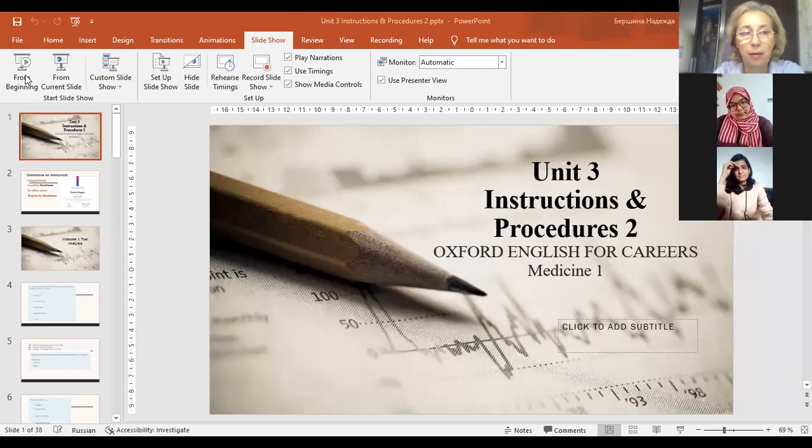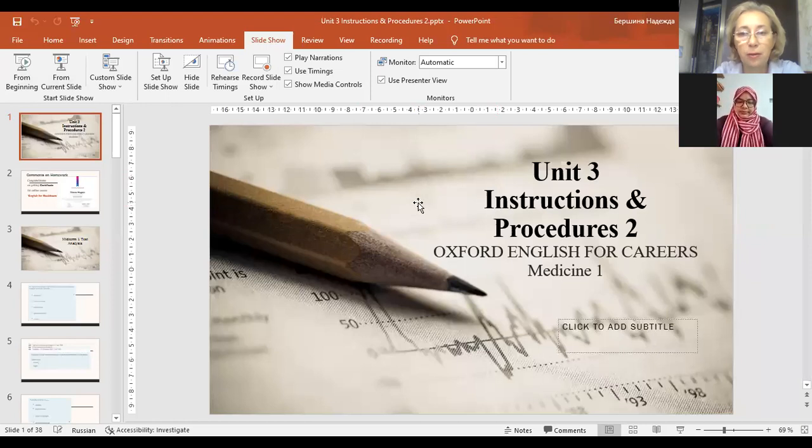So today we are going to discuss some issues connected with instructions and procedures, which we started to discuss at the previous class.